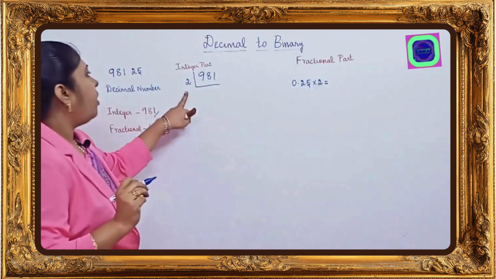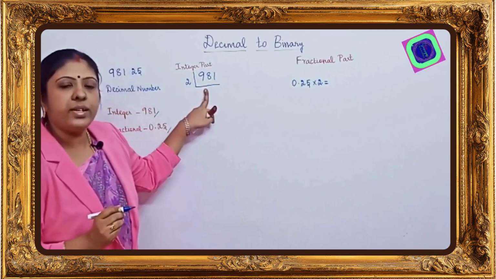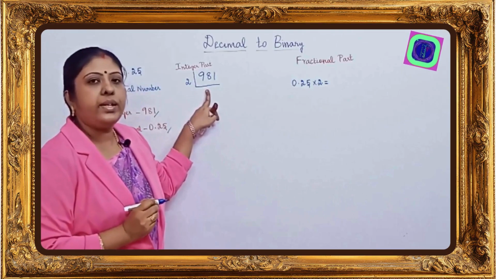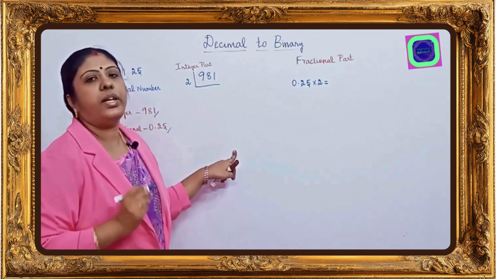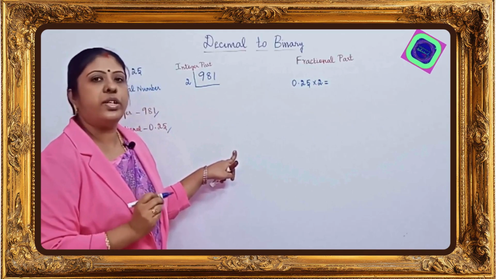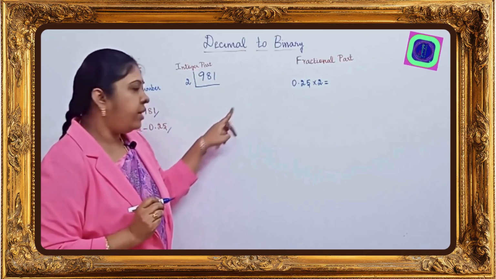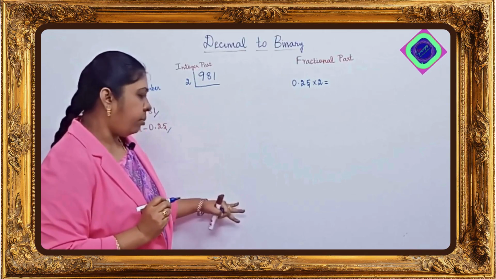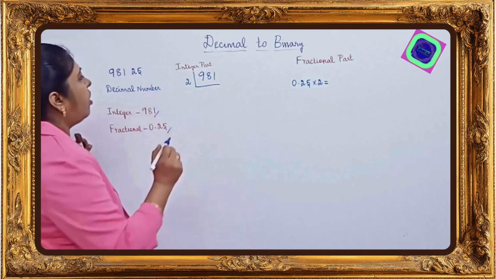Now in the integer part, the base idea is we have to continuously divide the decimal number by 2 till it reaches the minimum value, zero or one. That is, after that we cannot divide that number. It should reach a minimum value. The remainders have to be noted, and finally we have to write the binary number from the bottom to the top. This is the base idea. Okay, now we can solve it.